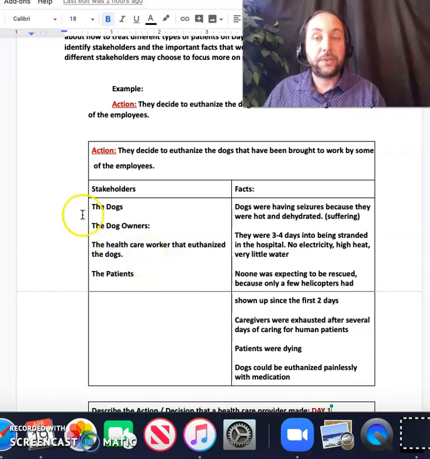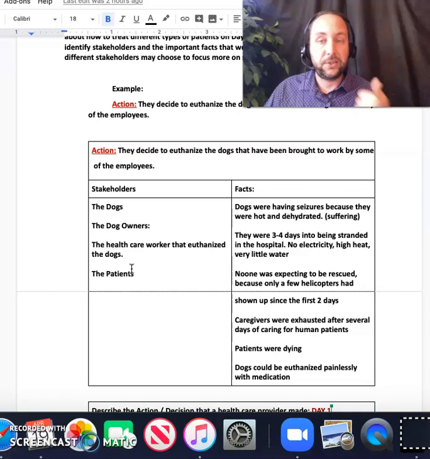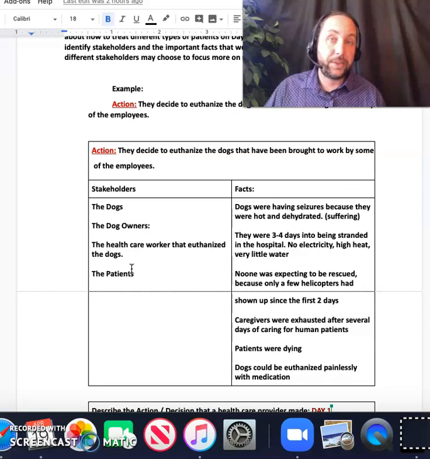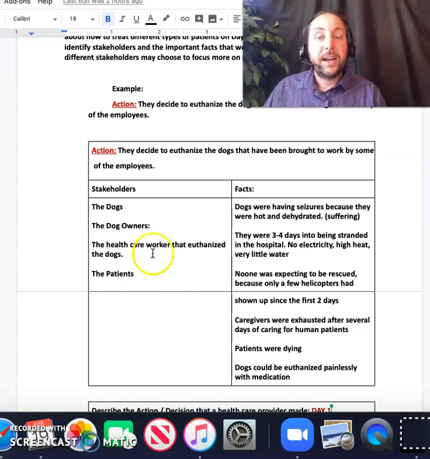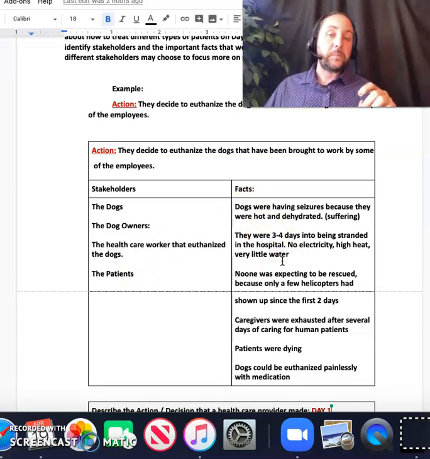Who were the stakeholders? So I identified all the people that might care about this decision. So the dogs, the dog owners, the healthcare workers that euthanized the dogs, right? That probably was traumatic for them. The patients in the hospital, even though they weren't the ones killing the dogs and they weren't their dogs, they're stakeholders. And here's why.